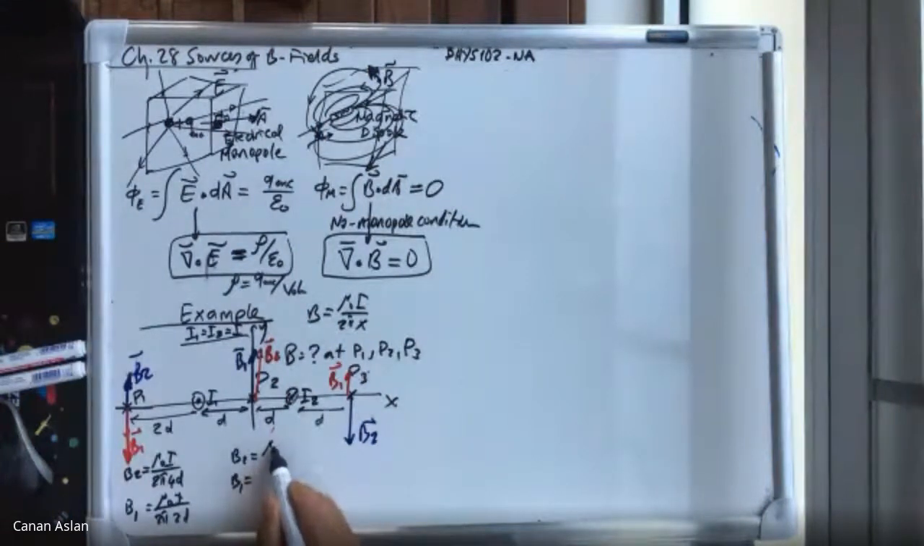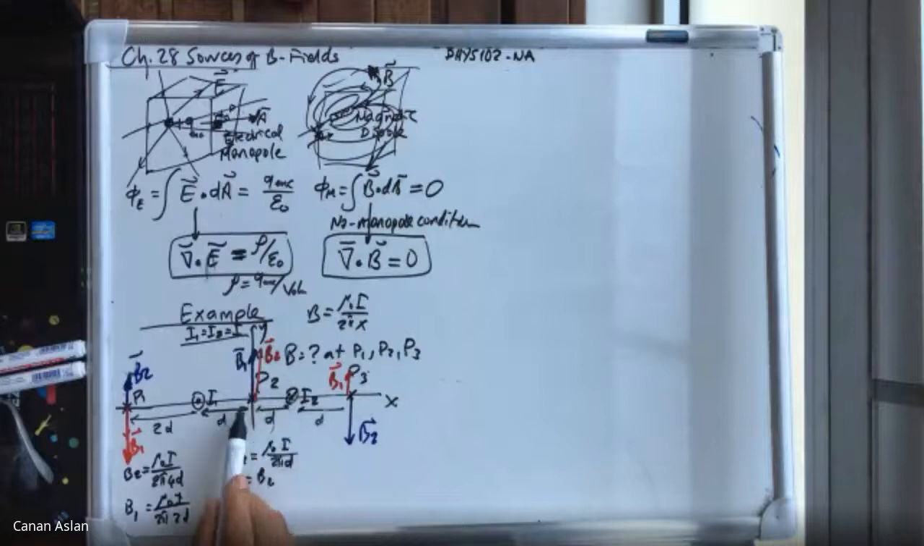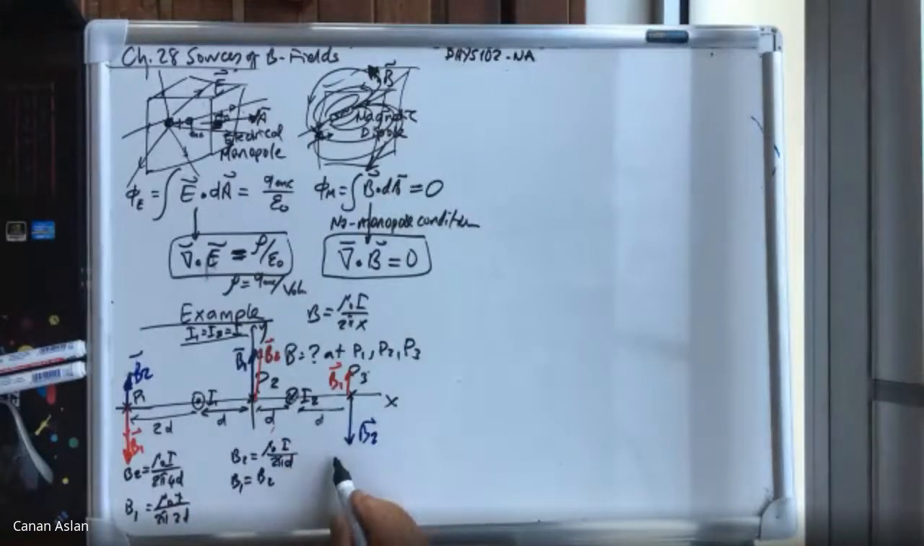Mu0 I over 2 pi d. Why d? Because the distance to the center point for both currents is d. But now for this one, B2 will be equal to mu0 I over 2 pi.